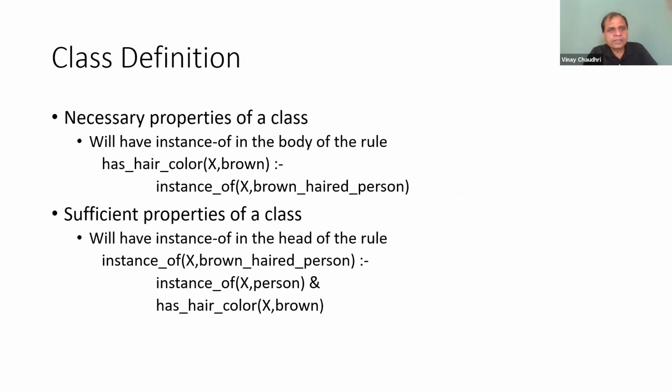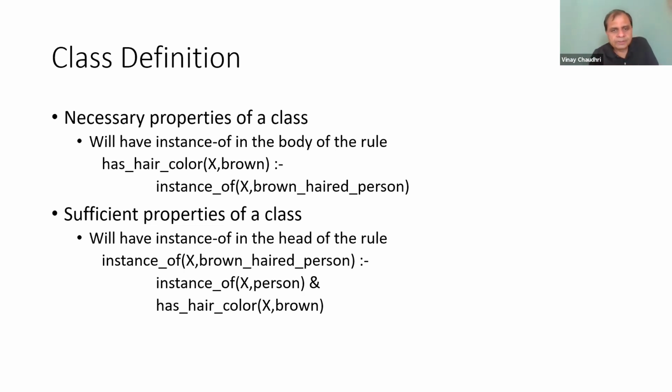For these classes, we can introduce class definitions, and the class definition usually has two components. There are necessary properties of a class, and then there are sufficient properties of a class. The necessary properties of a class are all those properties that are shared by the instances of that class. So for example, if we have a class brown-haired person, then all instances of that class are going to have a hair color of brown. Using the rule which we are seeing on the screen, we are specifying the properties of all the instances of the class brown-haired person.